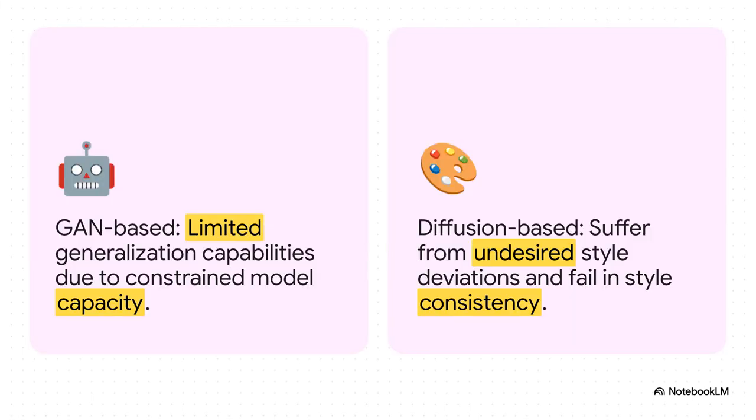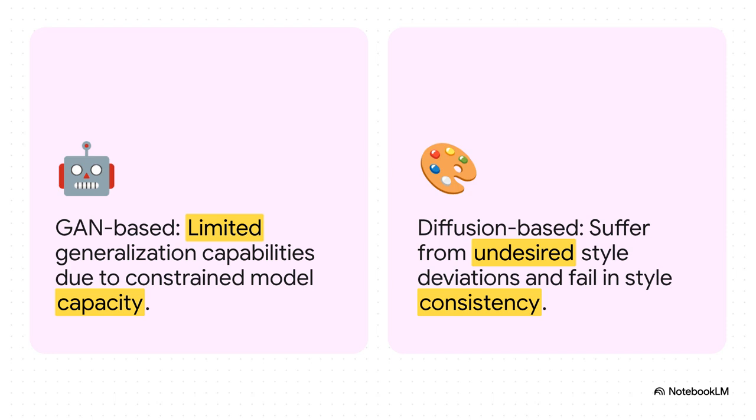In the past, there were really two main approaches: GAN-based models and diffusion-based models. Now, the GANs, they were often trained on pretty limited data, so if you showed them a new font or a style they'd never seen before, they just couldn't handle it. And the diffusion models, while they're super powerful, they often got the big picture right, but fumbled the details. The letters would be there, but the color, the texture, or the background would just be off.